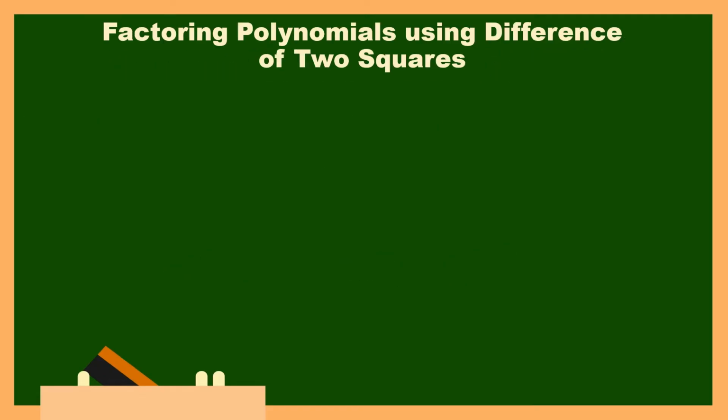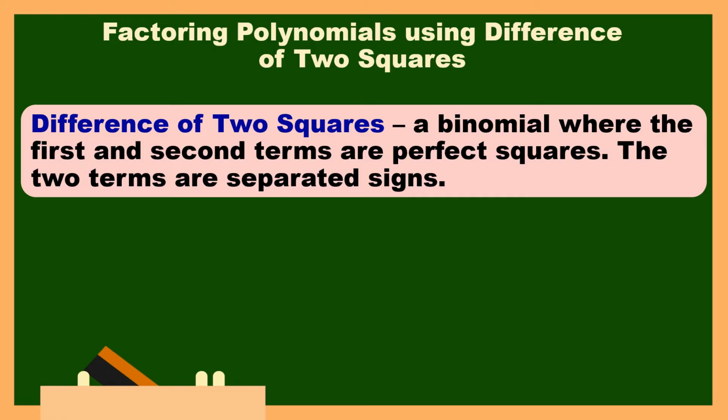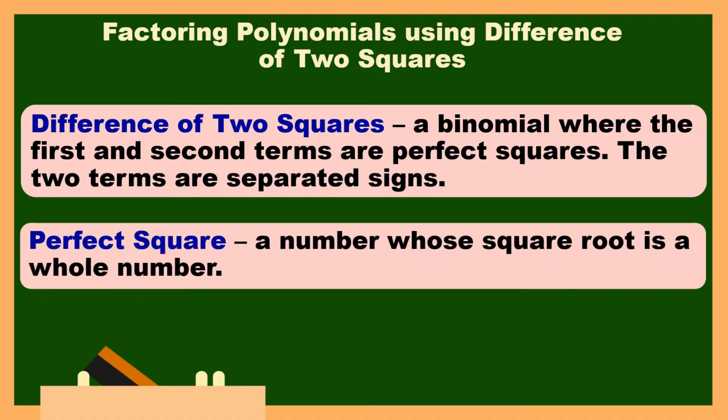Now, let us proceed to factoring of polynomials using the difference of two squares. When we say difference of two squares, these are binomial where the first and second terms are perfect squares. The two terms are separated by the signs. And when we say perfect square, it is a number whose square root is a whole number. So, katulad po ng 16, isa siyang perfect square kasi ang kanyang square root is whole number, which is 4.